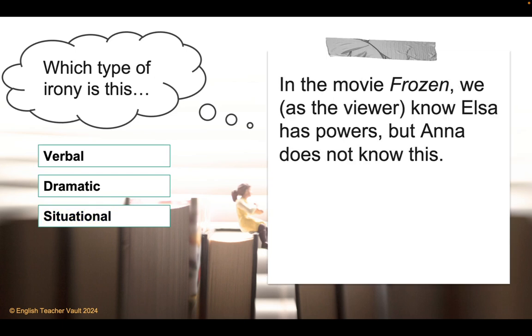In the movie Frozen, we as the viewer know Elsa has powers, but Anna does not know this. We are privy to some information that Anna does not yet know, and so we know why Elsa is all mean and distant, but Anna doesn't know that. So what type of irony is that? That is, of course, dramatic irony.